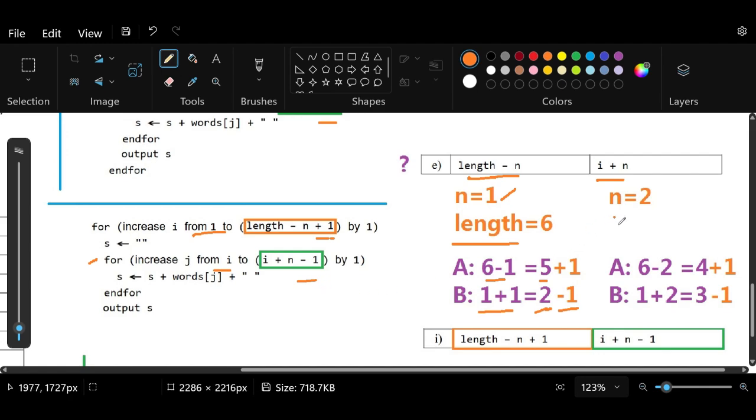Now if we do another one, n equals 2, will we be able to come up with the correct answer? If n equals 2, that means it's a bigram. So if we plug in the values, length 6 minus 2 equals 4 without doing the +1 first. Then 1 plus 2, starting off with the first word, first position, plus 2 gives us 3, minus 1 gives us 2, which is what we're going for, 2 words. Okay?